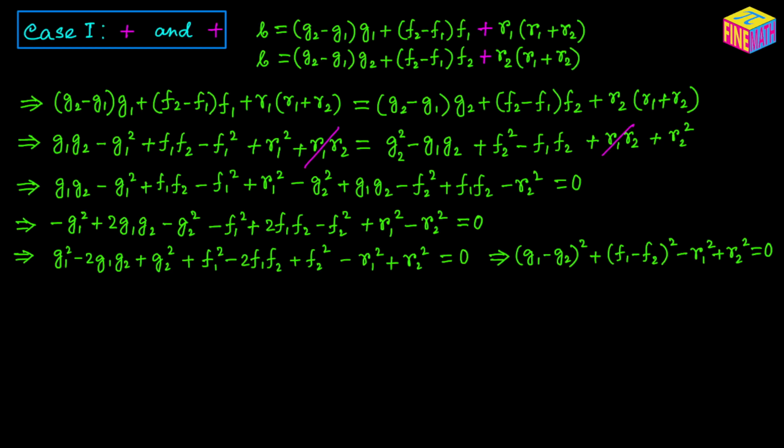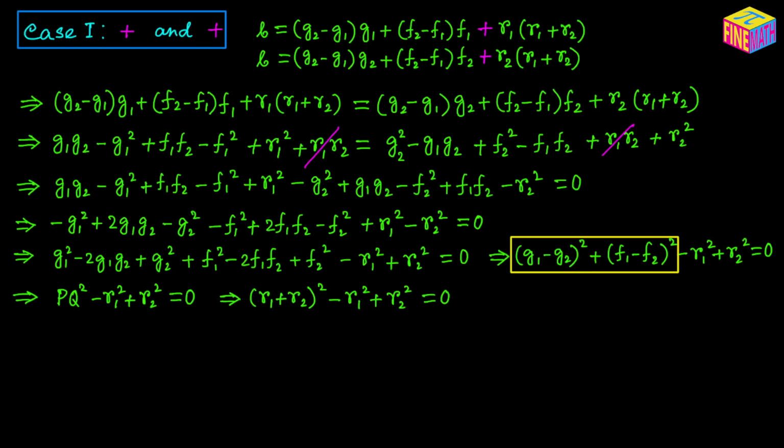And finally you see the first three terms on the left hand side actually represent (g sub 1 minus g sub 2) whole squared, and similarly the next three terms on the left hand side represent (f sub 1 minus f sub 2) whole squared. So our equation is going to look like this. And here if you carefully notice, (g sub 1 minus g sub 2) whole squared plus (f sub 1 minus f sub 2) whole squared actually represents PQ squared. So then we can write our equation like this, and in place of PQ I am going to use r sub 1 plus r sub 2.